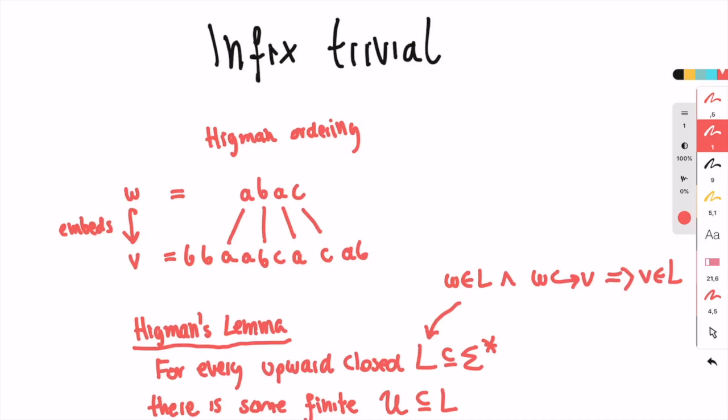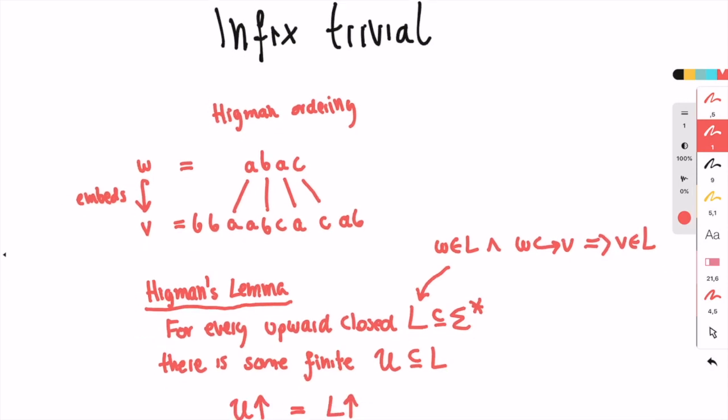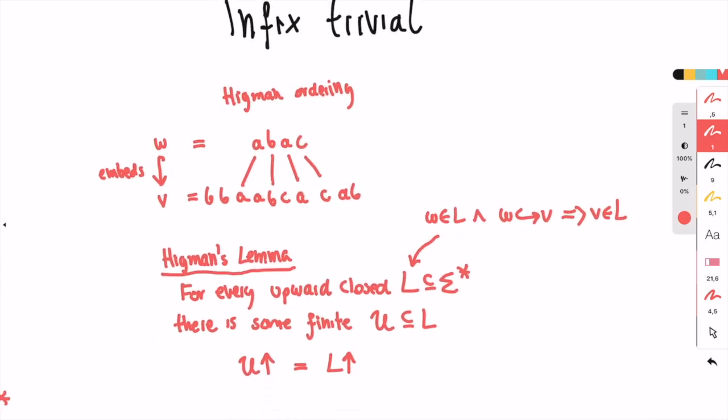So that the upward closure is the set, well, this is L itself. Yes. So this is the U up arrow, the upward closure. This is Higman's lemma. And it will play an important role in our characterization of infix trivial languages.